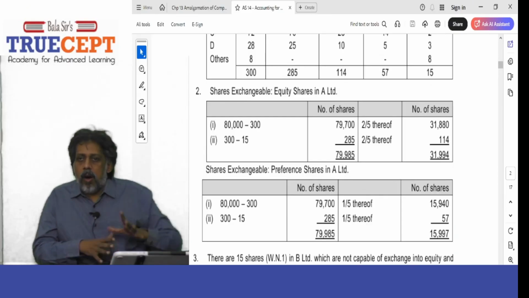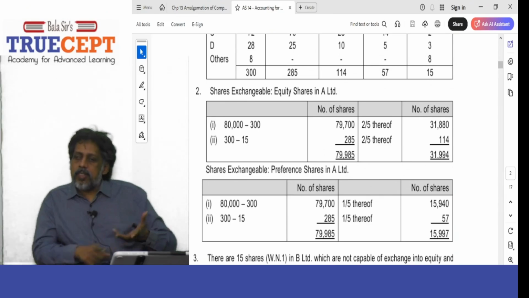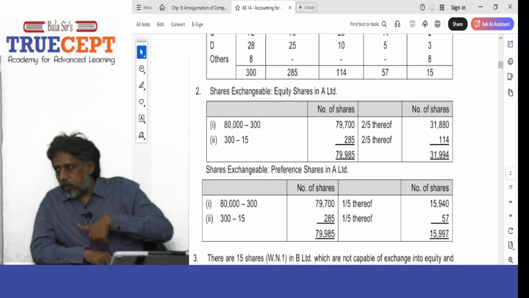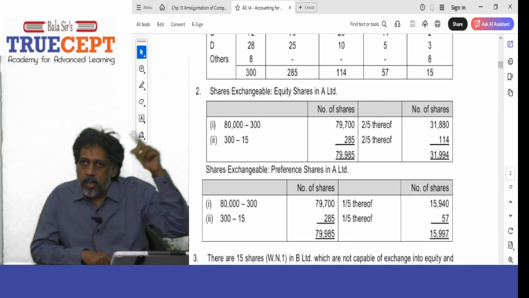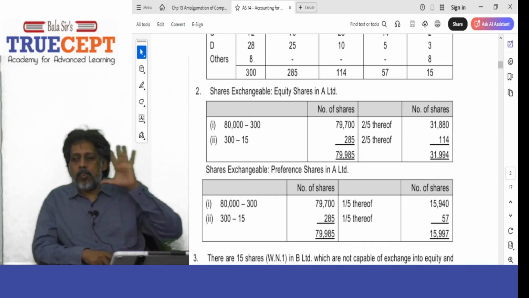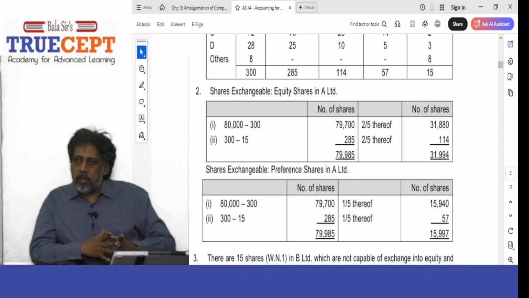Now people ask me, sir, can I do this directly? Take a calculator. From 80,000 shares, minus just 15, you get 79,985, which includes the 285 also. Can I take that straight away into 2 by 5? I get 31,994 equity shares offered at 15 rupees each. Can I do that? Yes, you can. No problem. Even that can be done. For more clarity, they've done this. Is that clear? Yes, sir.